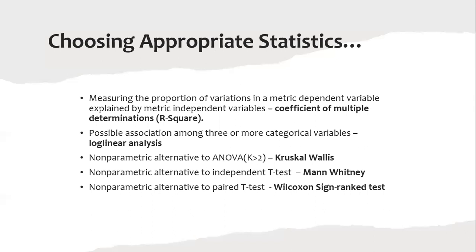There are alternative statistical methods that will be used if your distribution is not normally distributed, and they are tagged non-parametric statistical tests. An alternative to an ANOVA is the Kruskal-Wallis test. An alternative to the independent t-test, if your data is not normally distributed, is Mann-Whitney. While the alternative to the paired t-test, you remember the pre and post test design that I mentioned, if your data is not normally distributed, then we use the Wilcoxon signed-rank test.